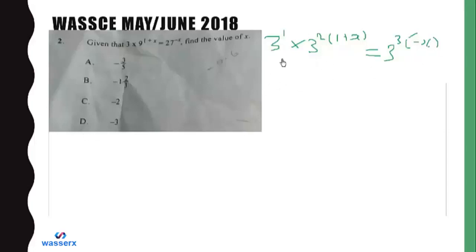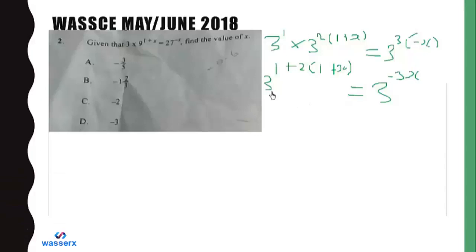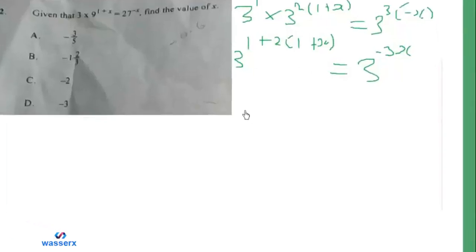Now we apply the laws of indices. This is a to the power m times a to the power n. So we write down only one of the base and add the exponents because they are multiplying. So 1 plus 2 into 1 plus x is equal to 3 to the power, let's multiply out this to get negative 3x. Now, because the bases are the same, the exponents are also the same, because this is an equal sign. It's an equation. So we have 1 plus 2 into 1 plus x is equal to negative 3x.